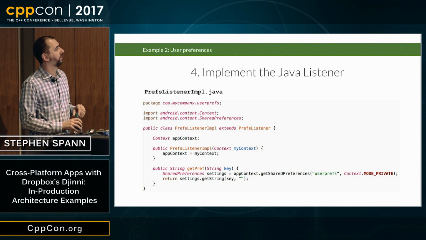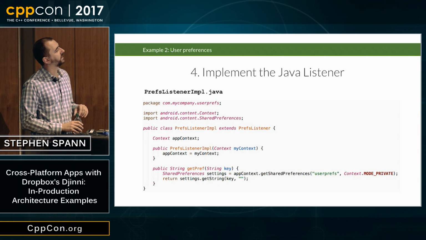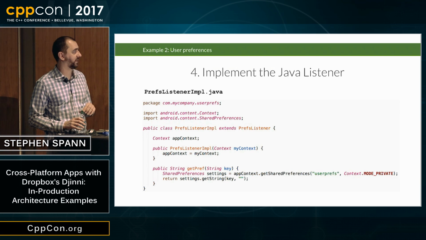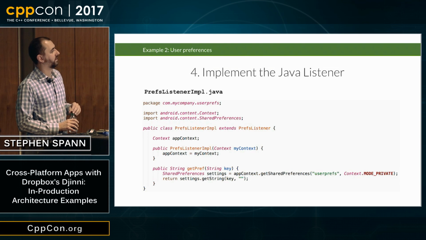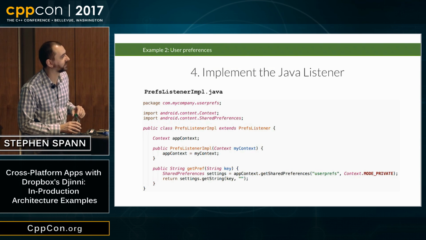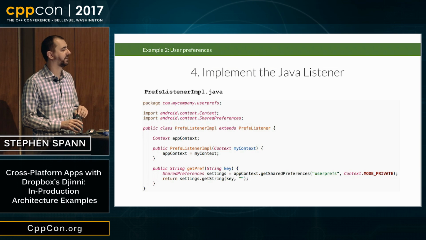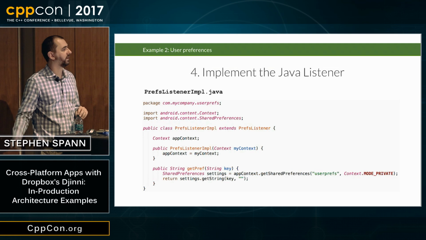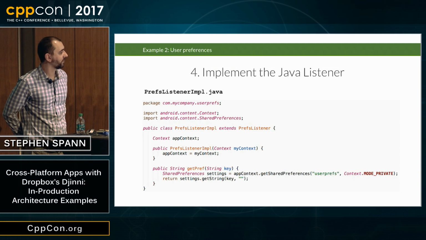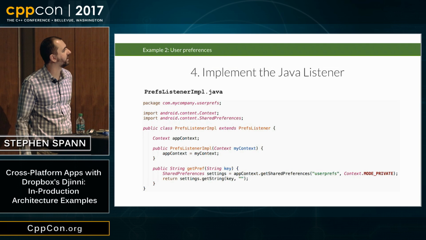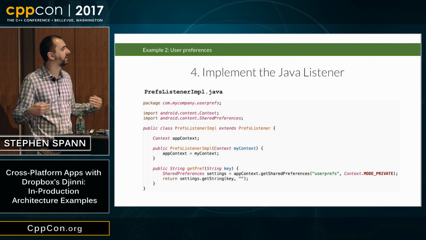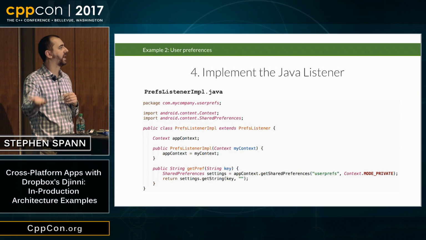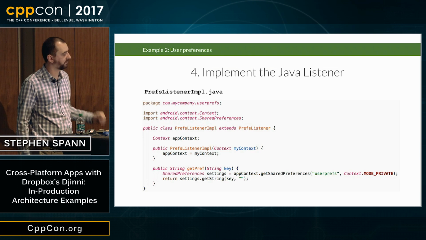So Java, pretty similar. We don't have to import anything because it's in the package. We're extending that prefs listener, which is a Java interface. And our implementation implements getPref. The shared preferences, or get shared preferences, is Android's way of getting a quick and dirty key value pair. So we get that, return it, we're done. The app context is another thing that you have to deal with for Android, since we're not extending an activity, but you can just pass in a context and call all the methods you need.